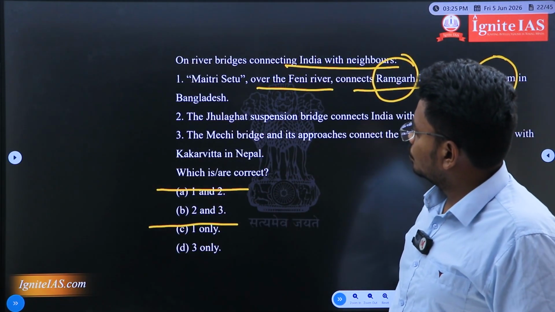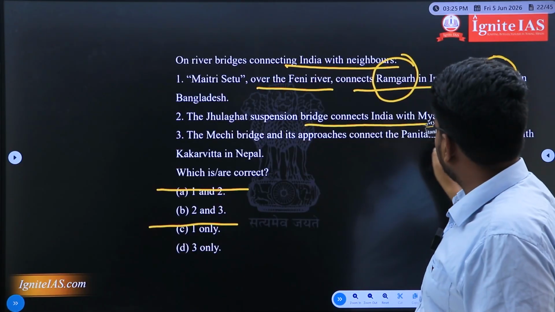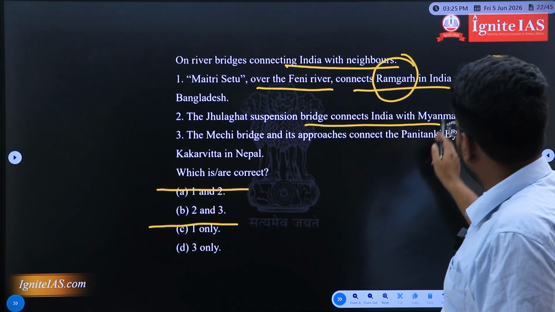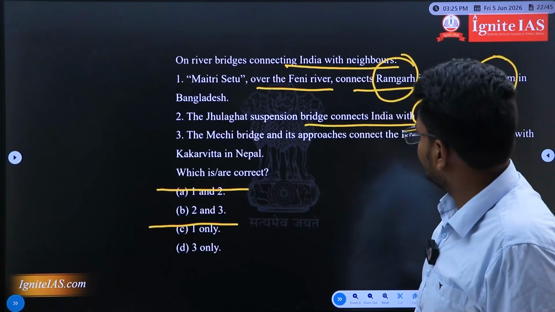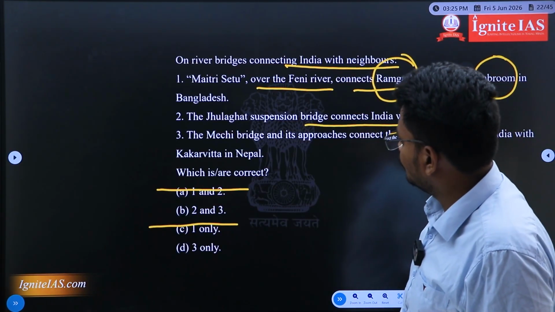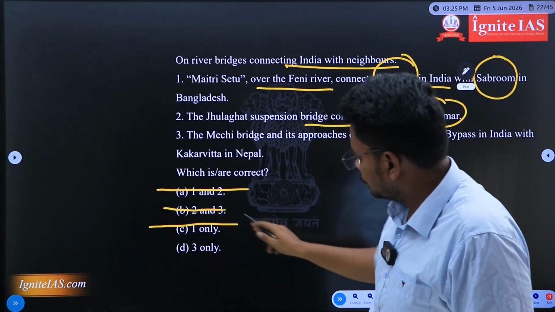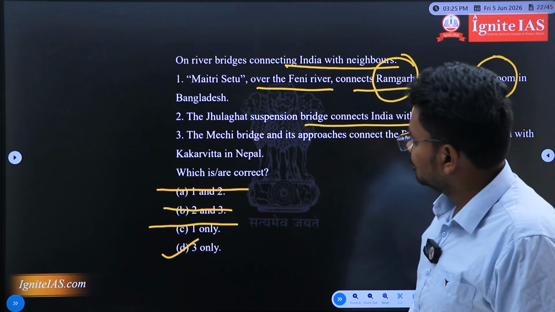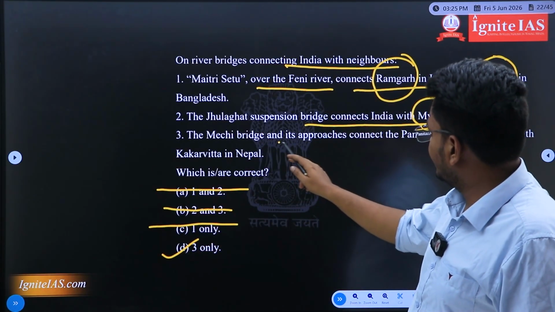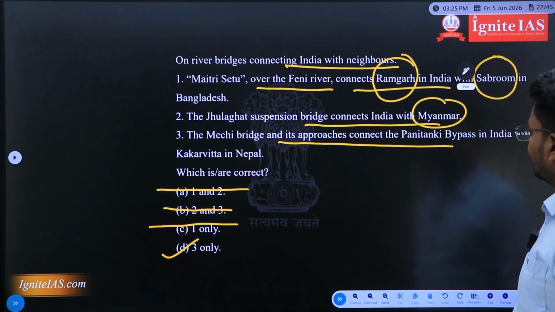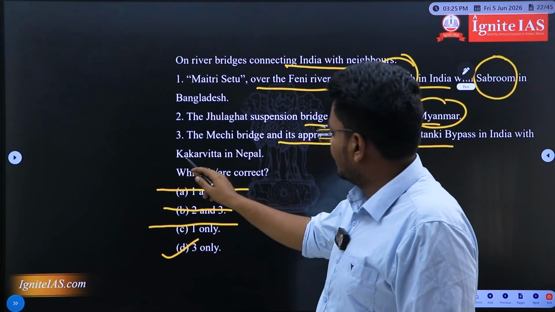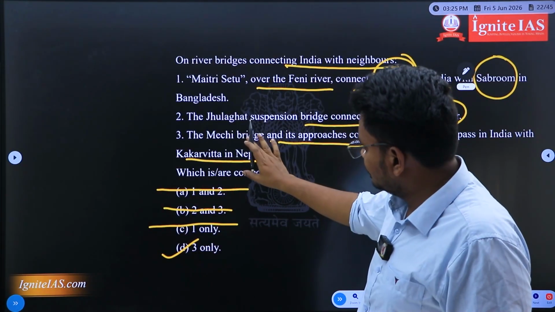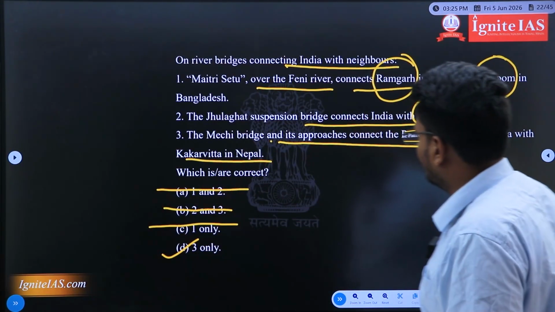Then statement 2, Zulaghat suspension bridge connects India with Myanmar. No, India with Myanmar, this is wrong. India with Myanmar is not the question here, right? Statement 2 will be wrong. If you take out statement 2, you will be left with option D. The Mechi bridge and its approaches connects the Pani Tanki bypass in India with Kakarvitta in Nepal. So statement 3 is right, statement 2 and statement 1 are wrong.